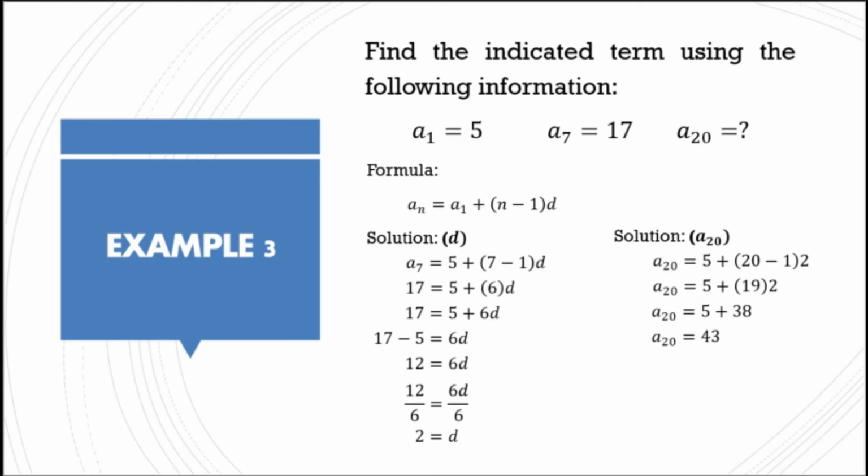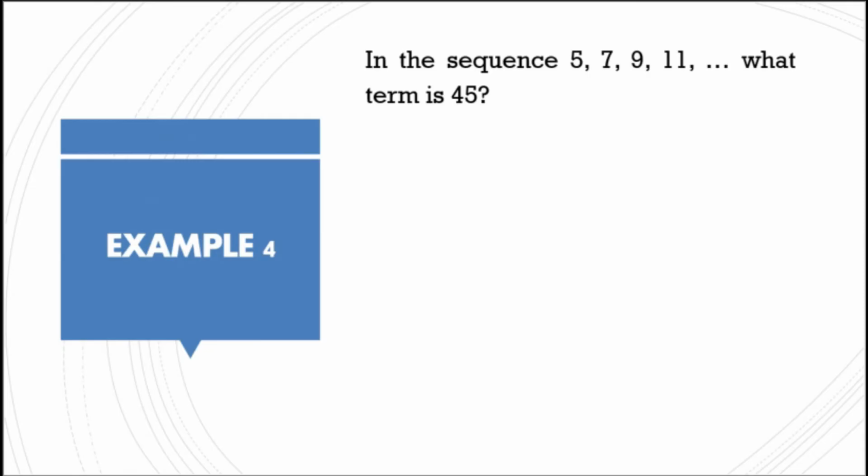Well, aside from knowing the nth term of a sequence using the formula a sub n is equal to a sub 1 plus the quantity n minus 1 multiplied to d, we can also identify the term of a given number in a sequence. For example, in the sequence 5, 7, 9, 11, and so on and so forth, what term is 45? Of course, for the first step, we determine the given.